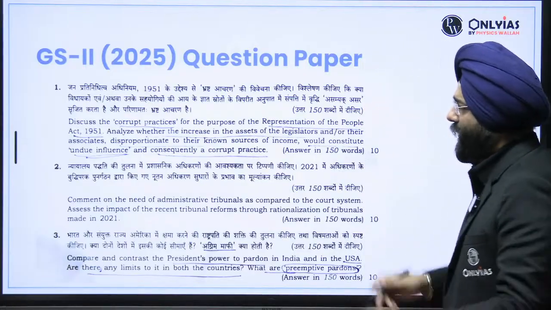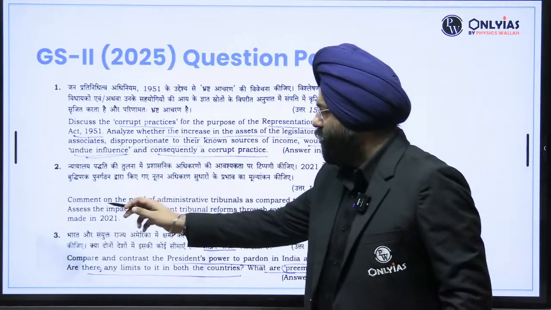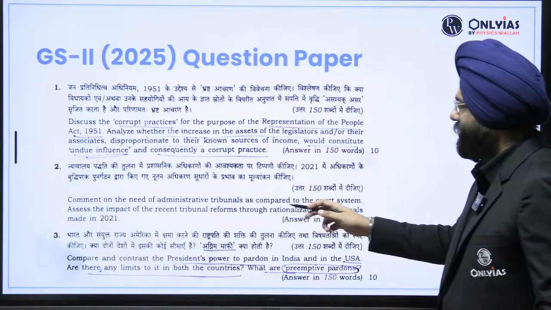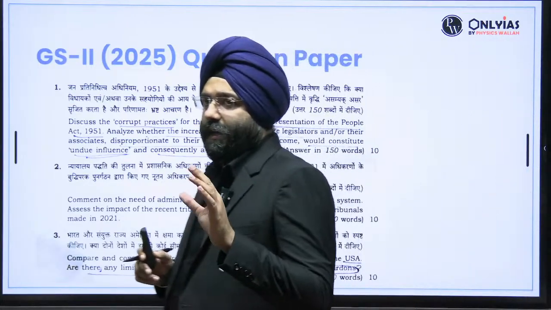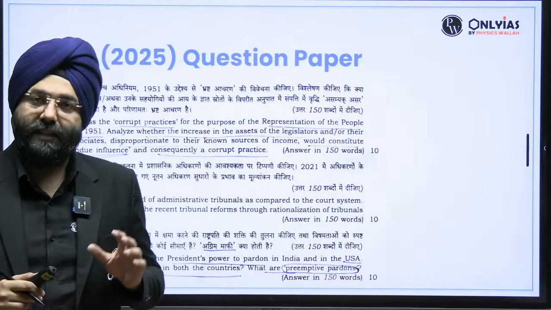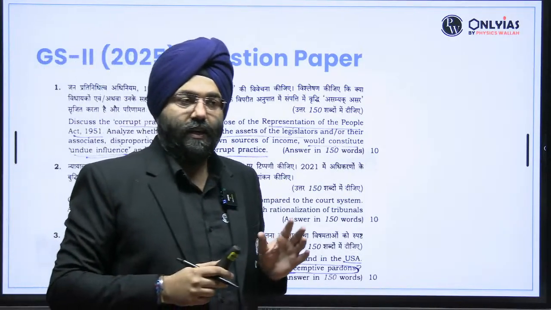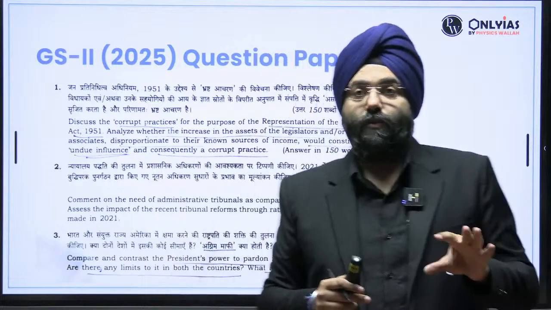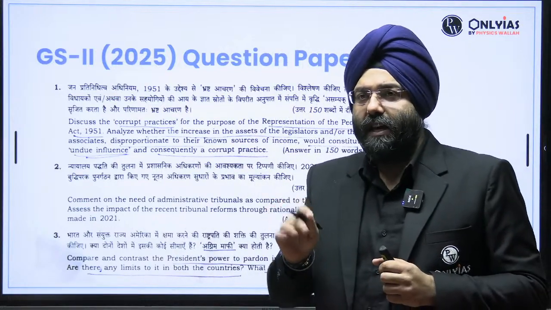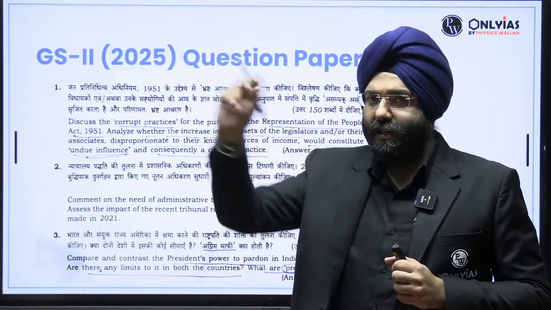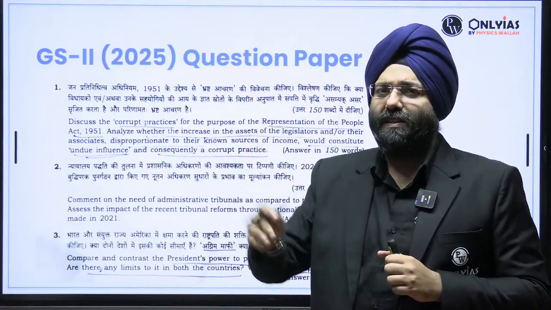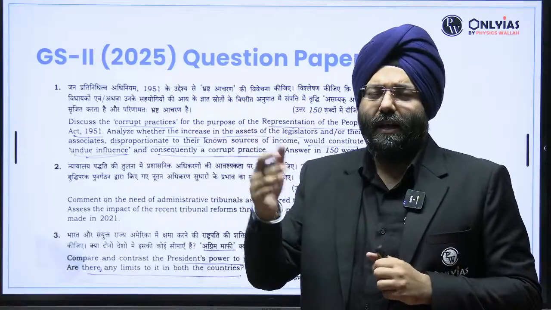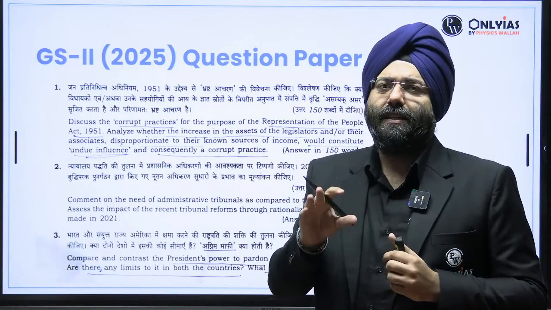Next. Now, the other question which I'm seeing: comment on the need for administrative tribunals as compared to the court system. Now, please understand, various tribunals have been created by the government in order to counter the court system also. What generally happens in the court system is that judges are there, and you file the case. It takes a lot of time for the cases to get resolved, and years might pass. So what has the government done?